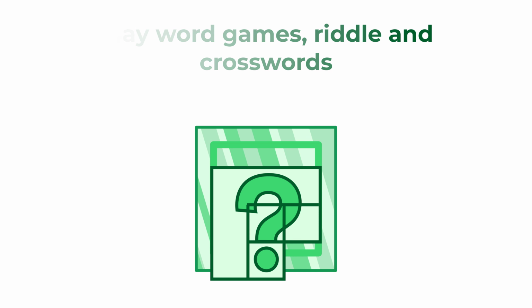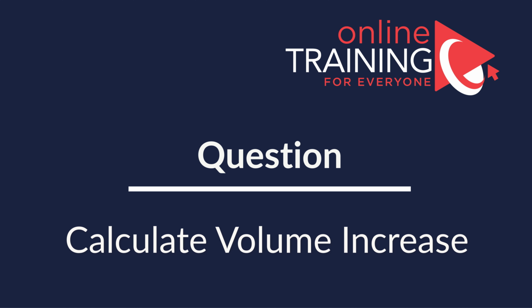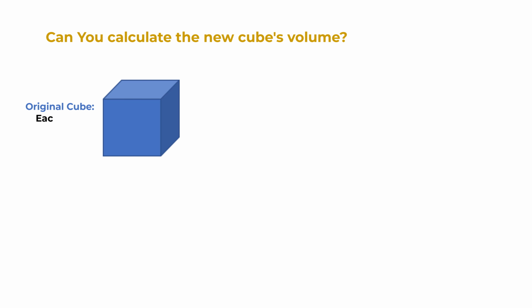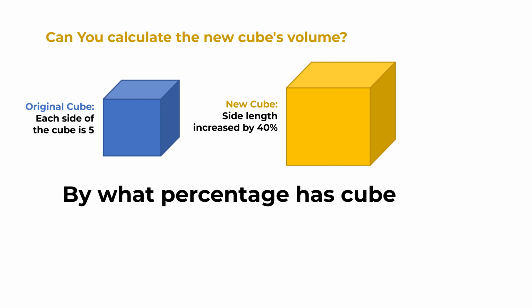Here is a very interesting question we frequently see on the test. A 5 by 5 by 5 cube has its side's length increased by 40%. As a result of these changes, by what percentage has cube's total volume increased?